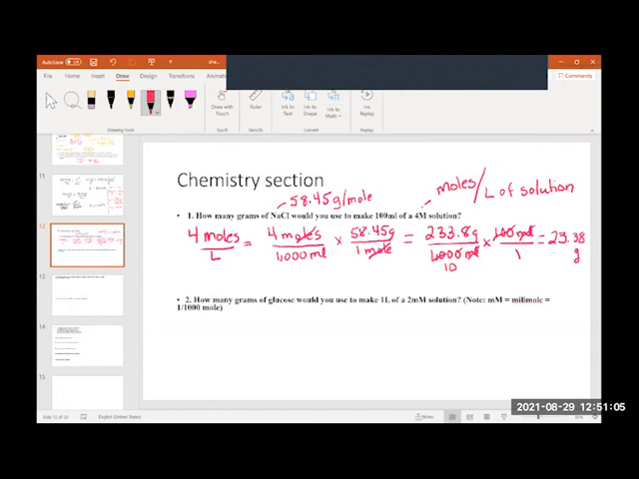What about this second problem? Well, first, the molecular weight of glucose equals 180 grams per mole. Again, you don't need to memorize that. That is my job to tell you. So how do I set this up? Well, first of all, this looks scary, 2 millimolar. That means 2 millimoles per liter of solution.